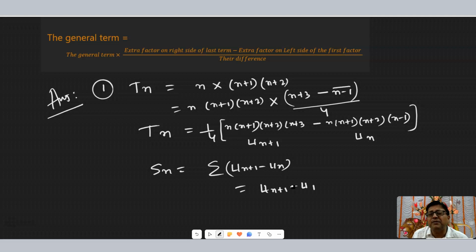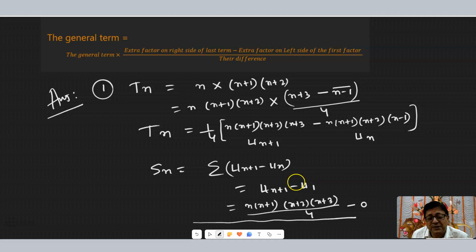No need to put the value. Just remember, if un plus 1 comes first, it will be un plus 1 minus u1. If un comes first, it will be u1 minus un plus 1. What is un plus 1? This is n plus 1, n plus 2, n plus 3, this by 4, minus u1. u1 is what? Put n equal to 1, it is going to be 0. So the sum is done.